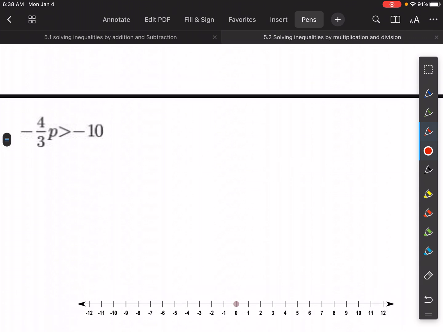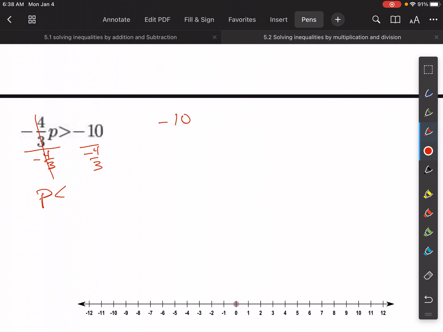Example 2b, to get p by itself here, since it's being multiplied, we'd have to divide both sides by -4/3. So divide both sides by -4/3. That makes this go away. Since I divided by a negative, I have to switch my inequality.